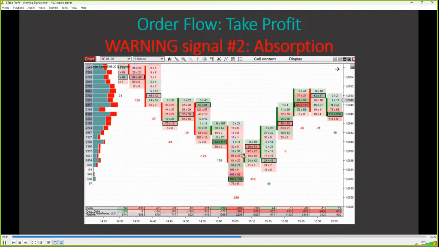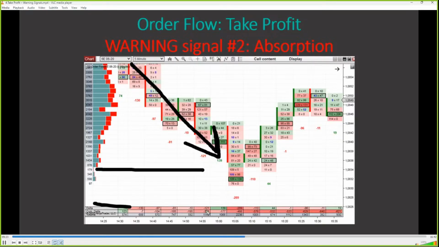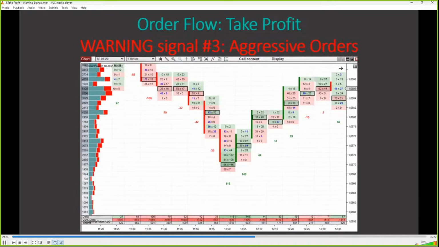Now, last example of the absorption. Imagine you are in a short and you are trading your selling position. Now, imagine there is a support somewhere in here, and within that support, you see this pop up. A huge number on bid as well as on ask, and this is where you want to take your profit, because the buyers are absorbing the sellers and the price will most likely turn, and you don't want to be in a short when this happens. All right, so let's have a look at another warning signal.